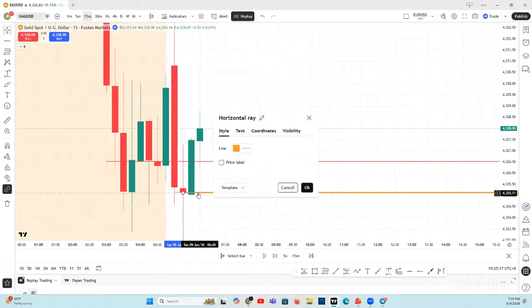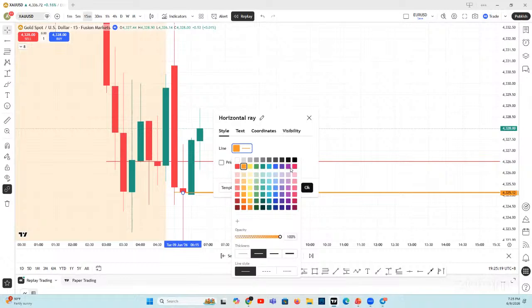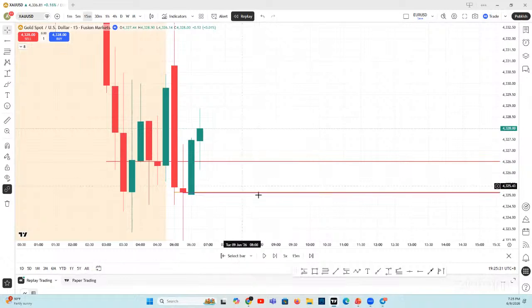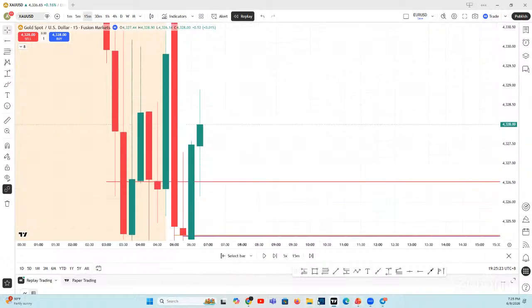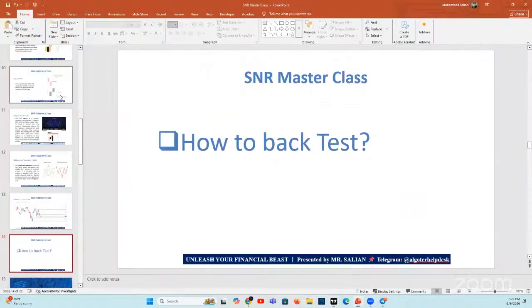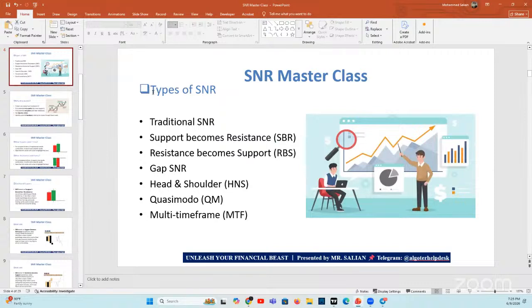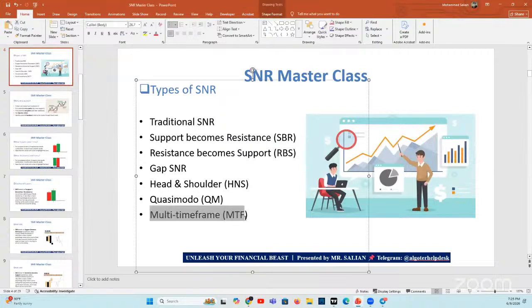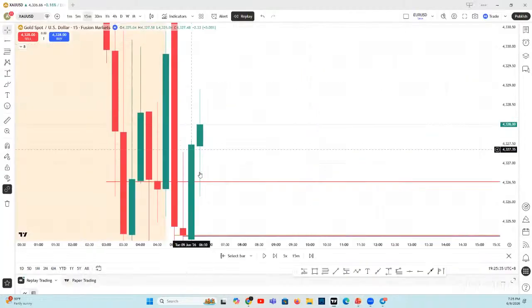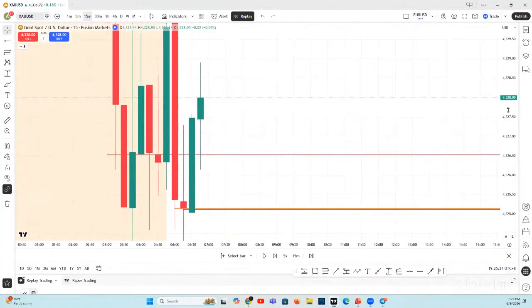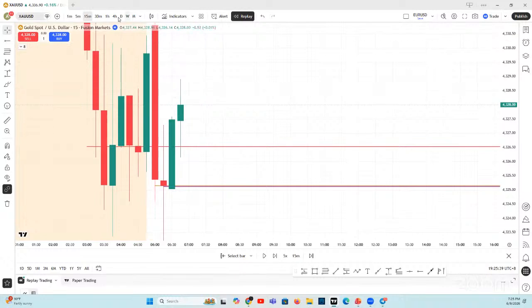M15 and M30 on the same level. Multi-time frame. Remember multi-time frame? That's why I told you. Screenshot this. This is the type of setup, now we are in a multi-time frame. We are finding multi-time frame SNR, which is very good, my friend. Okay.